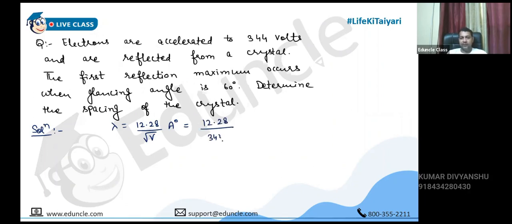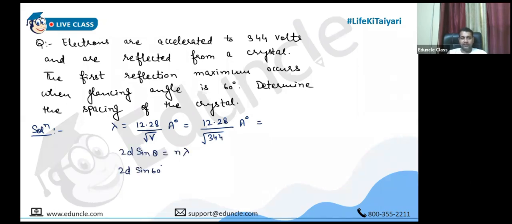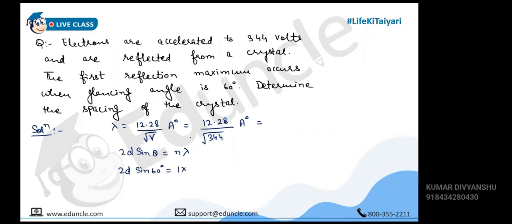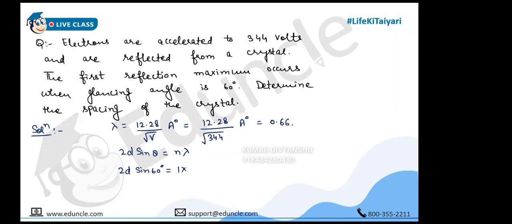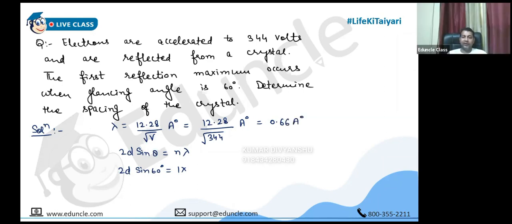So what is lambda coming out to be? Yes, anyone? First reflection maximum. What is lambda? 0.6. Then always get up to at least 2 decimal. Is it 0.6 exact or are some other decimal places there? 0.66. Yeah. Always remember, you have to get it up to at least 2 decimal, not less than that.